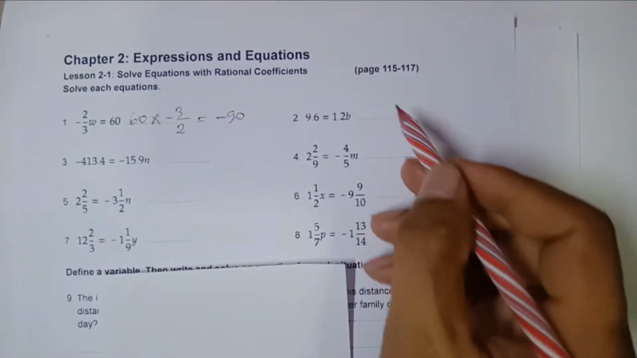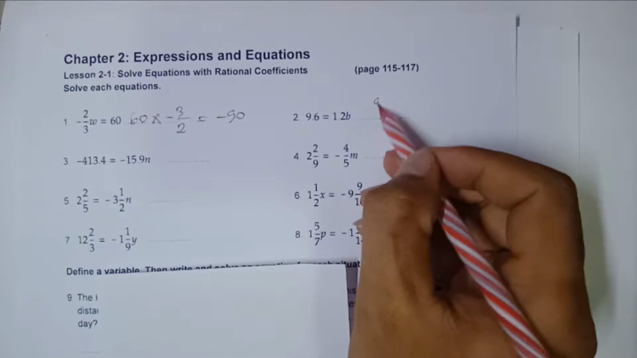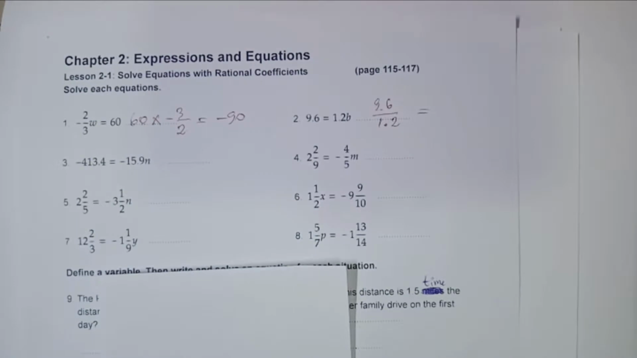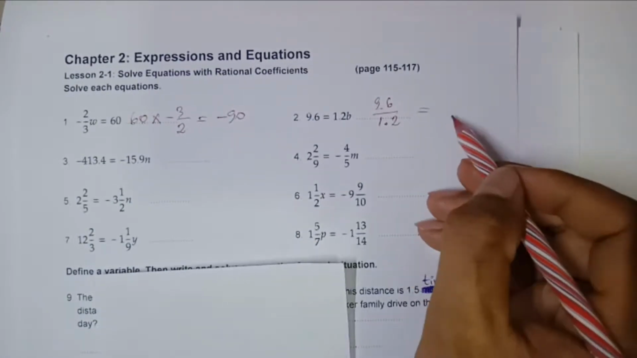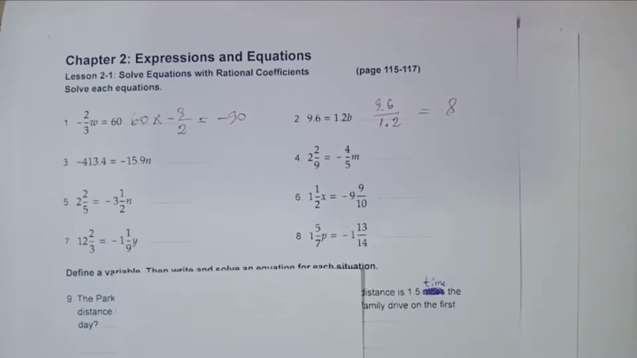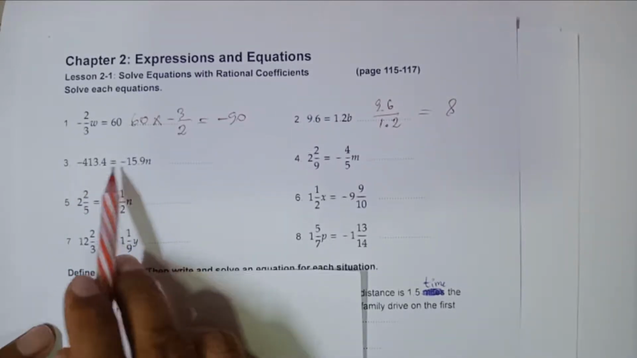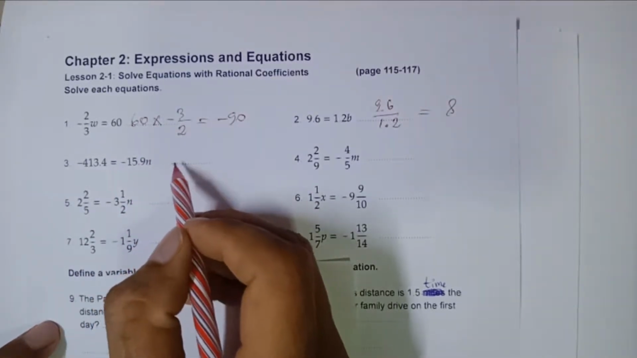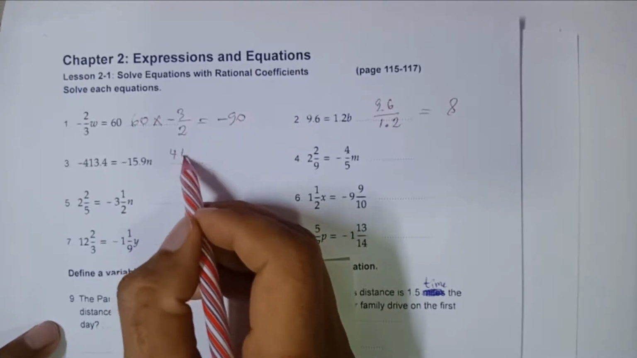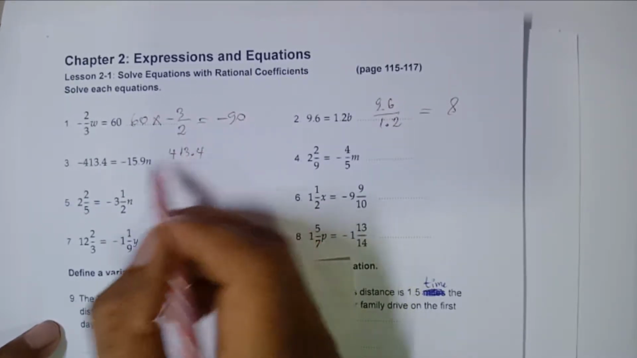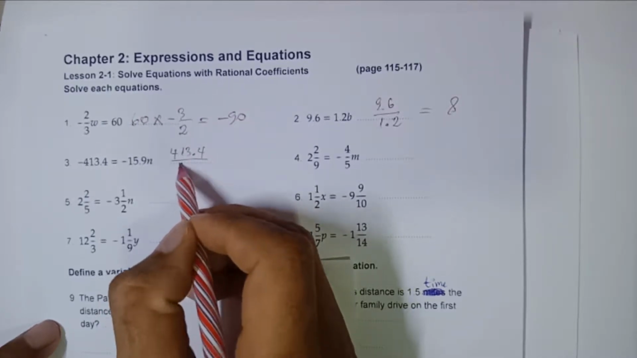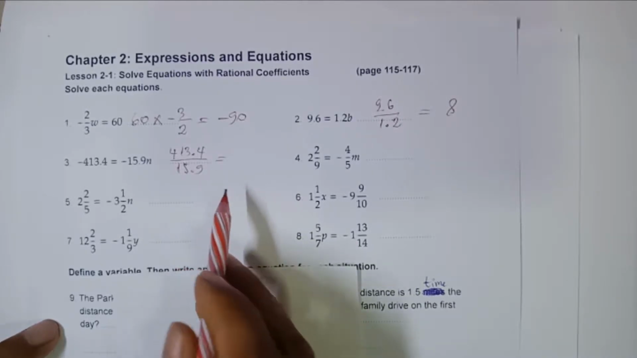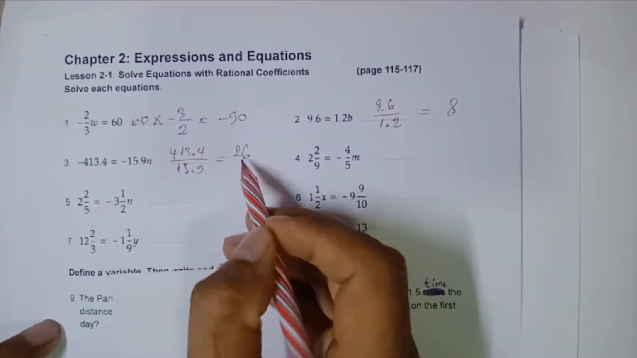For this number, all you need to do is just use 9.6 divided by 1.2, and that will give you 8. Number 3, this is a negative, so you simplify the negative, so the answer will be positive. To find the value of n, all you need to do is use 413 over 4, or 413.4, divided by 15.9. When you divide this number, that will give you 26, no more negative.